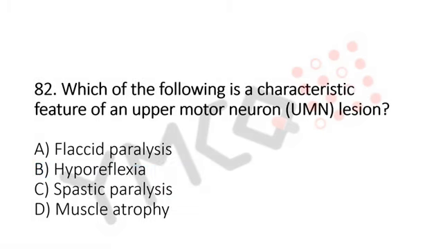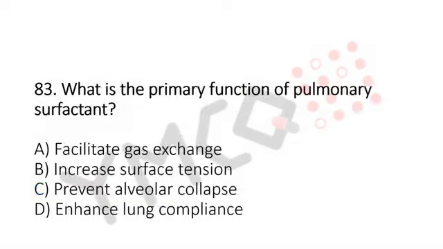Which of the following is a characteristic feature of upper motor neuron lesion? Option A, flaccid paralysis. Option B, hyperreflexia. Option C, spastic paralysis. Option D, muscle atrophy. And the answer is option C, spastic paralysis. Now let's move to question number 83.